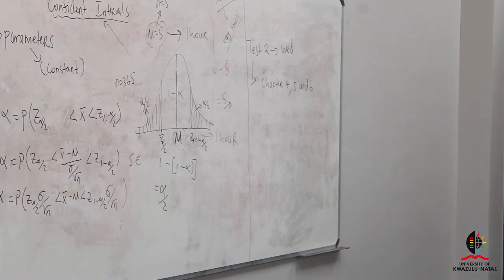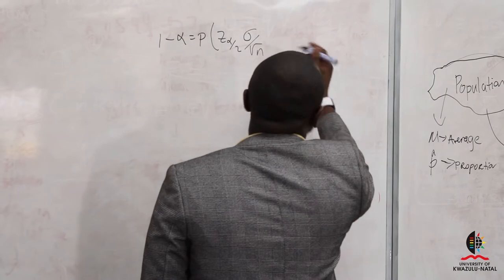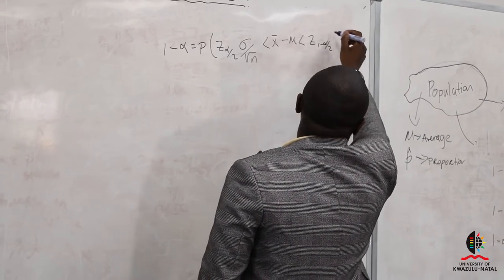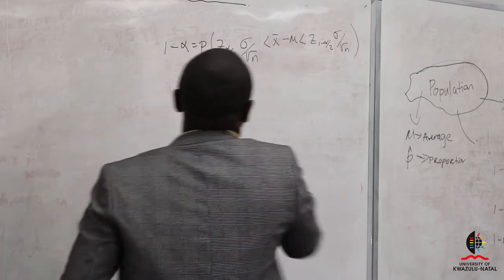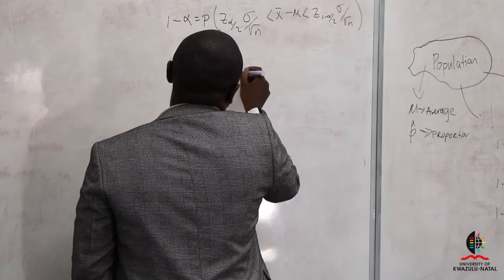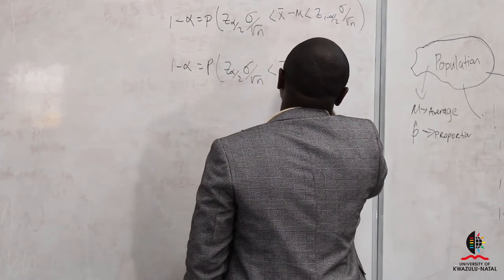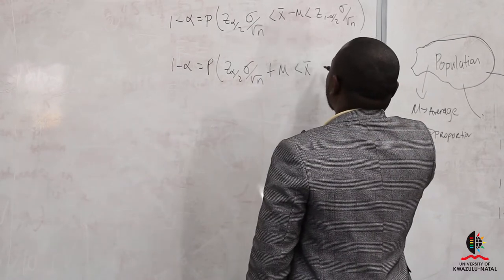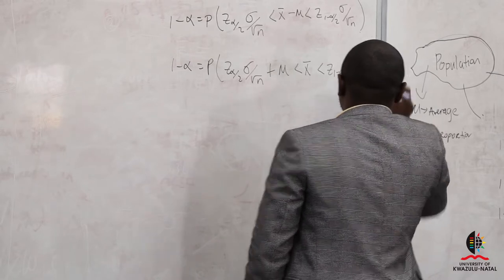So this is the same as, let me write here. You've got 1 minus alpha is equal to the probability of z alpha by 2 times the standard error, which is the same as the standard deviation over square root n, less than x bar minus mu, less than z 1 minus alpha by 2 times the standard error. But you're interested in this. So what do you do? 1 minus alpha is the probability of z alpha by 2 times standard error plus mu is less than x bar, less than z 1 minus alpha by 2 times standard error plus mu. Right.